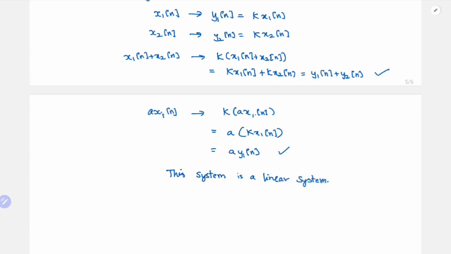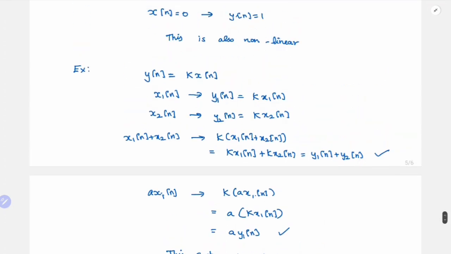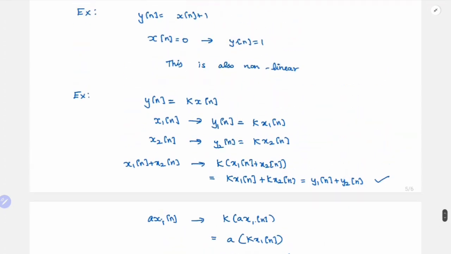Okay. So that is all with the discrete time systems properties. In the next video, we will take a look at the LTI systems, which are nothing but linear and time invariant systems, in more detail.